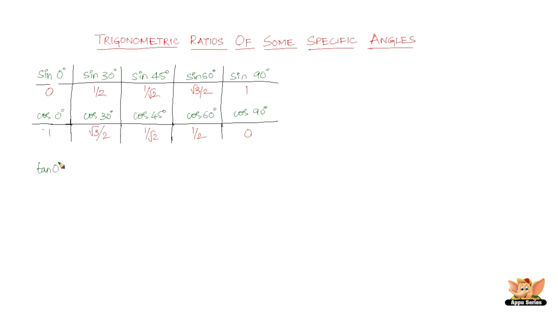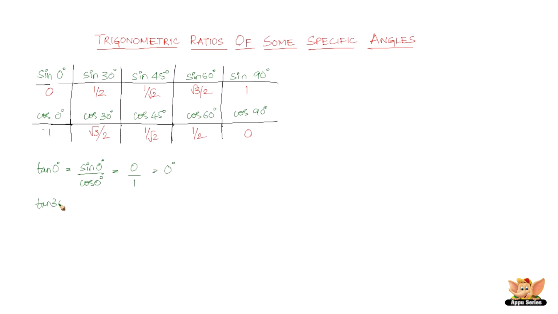Tan 0 is going to be, tan is what? Tan is sine 0 by cos 0, right? So tan 0 is sine 0 by cos 0. So sine 0 is 0, cos 0 is 1. So 0 divided by 1 is 0. So tan of 0 is 0.